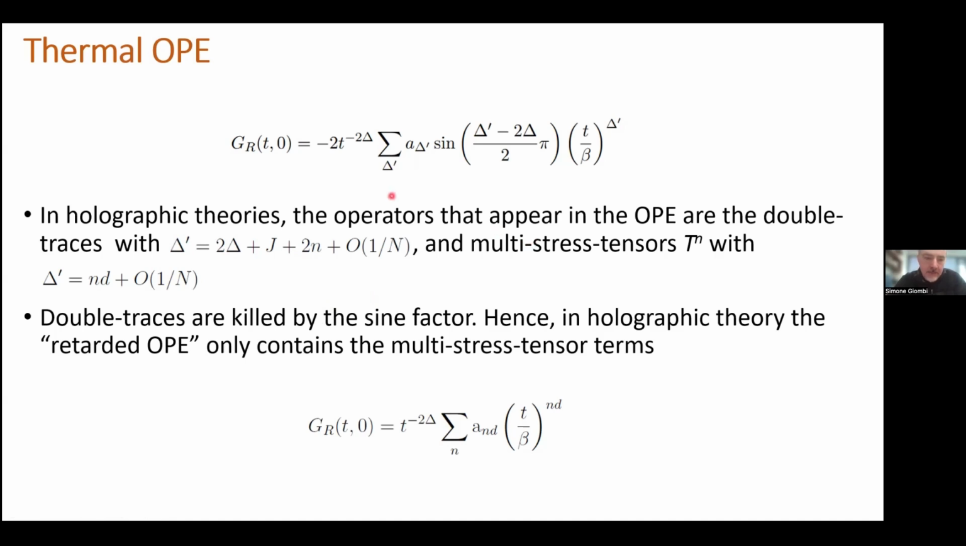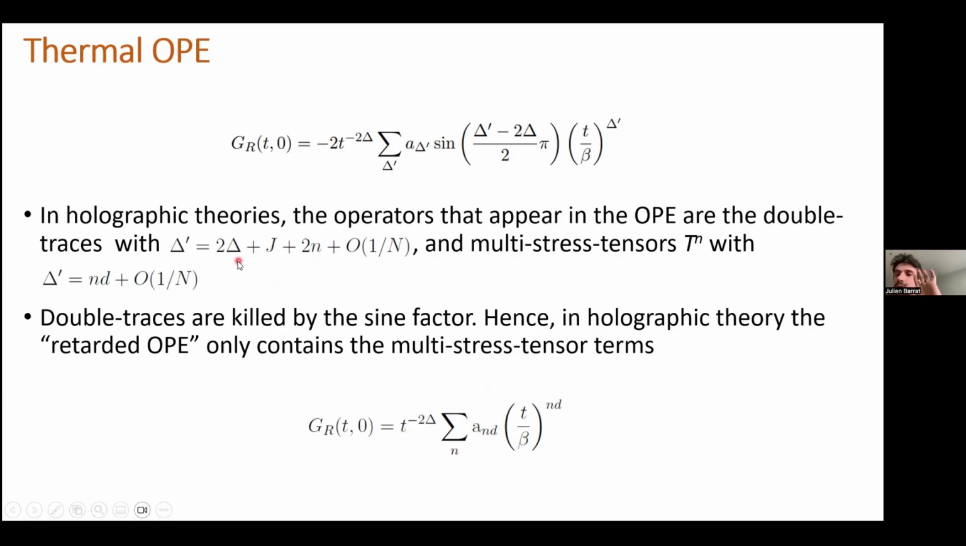In that case, you have to be a little bit more careful. When the dimension is an integer, there is a potential mixing between the multi-stress tensor and these double traces, because they all have integer dimensions. In that case, you can show that these OPE coefficients develop some poles, and the limit is still finite. So this expansion is still correct, but more precisely, it will capture the OPE coefficient for some mixture of the multi-stress tensors.